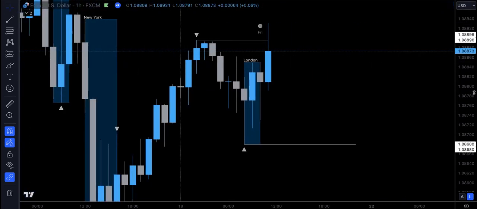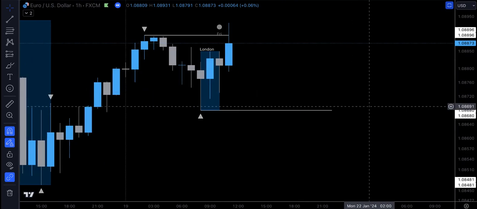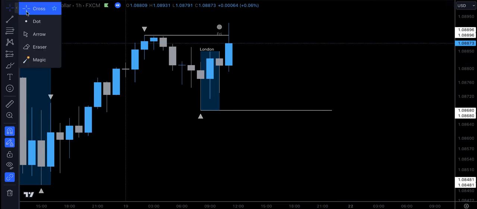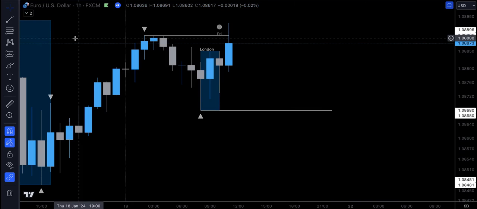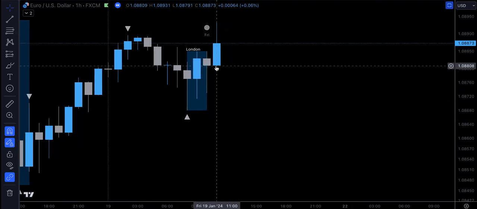Initially we want to start off on the 1 hour time frame. This is a very much a day trading, intraday strategy, in and out of the markets, banking one, two, three hours, and then moving on to the next trade. So let's jump straight in. 1 hour time frame, Euro USD, and this is a pair that respects liquidity extremely well.